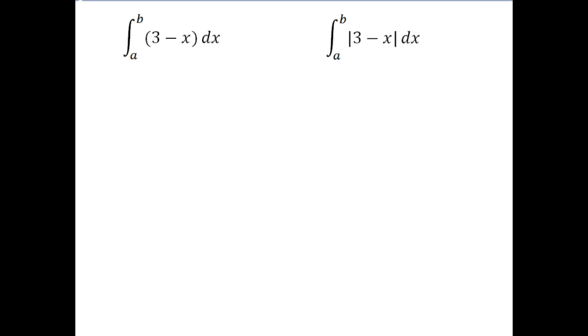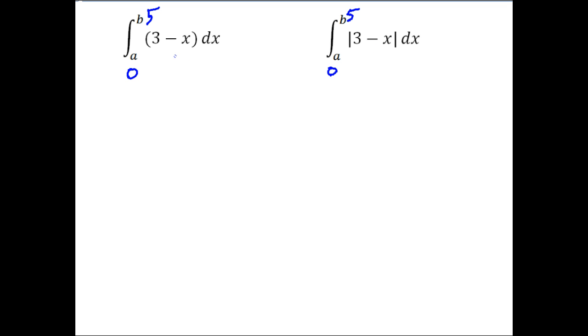So let's take a look at two different functions that are very similar, but a little different here. Let's look at the function 3 minus x and the function, the absolute value of the quantity 3 minus x. And let's look at the definite integral from 0 to 5. So if we're going to integrate these two from 0 to 5, we can look at these graphically.